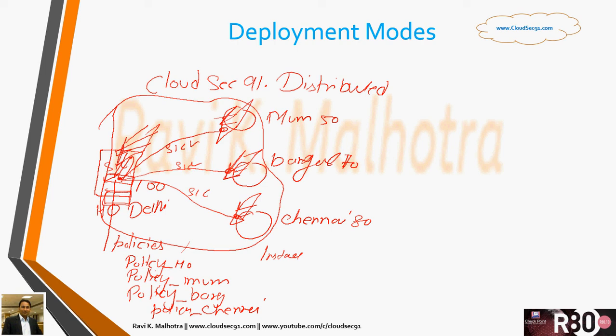So in that case, you're thinking about the management HA: if my one management appliance goes down, then I have another standby appliance which I can use, and using that management server, I will be able to manage my other gateways as I was able to manage with my primary management station. That is called the management HA.